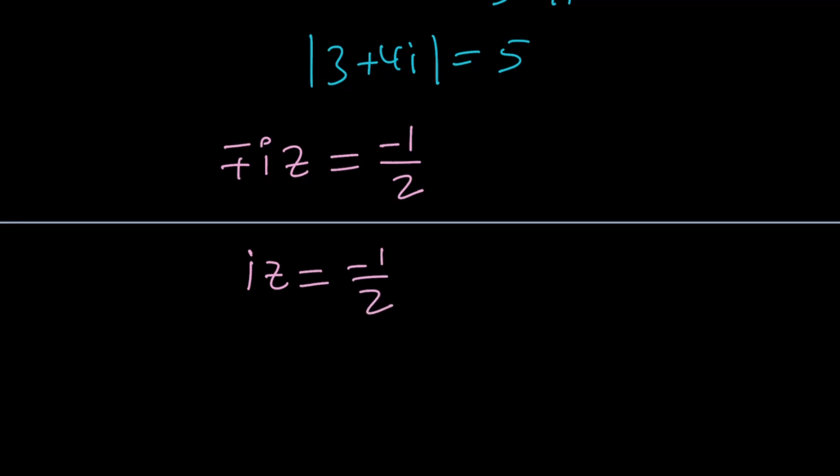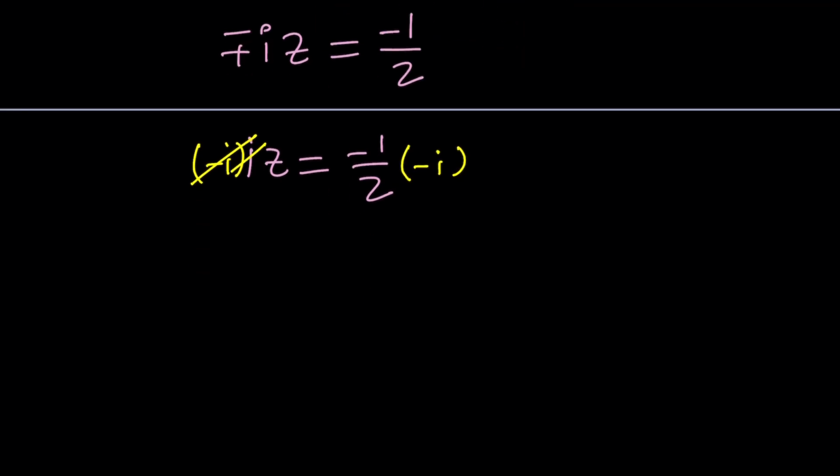And basically, I can multiply both sides by negative i. Some people are going to divide by i, but I don't like that. I like to multiply, and it should be the opposite because negative i squared is positive 1. Don't you like that? And here we get z equals 1/2 i, because negative times negative is positive, right?